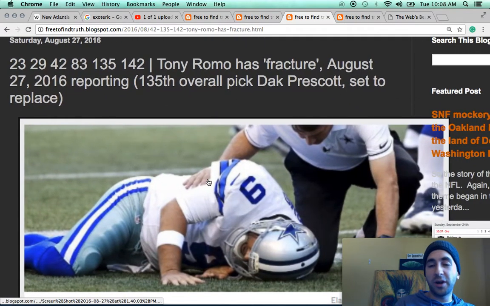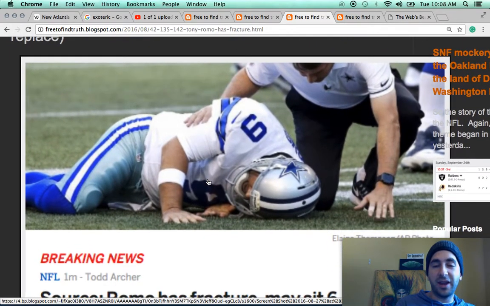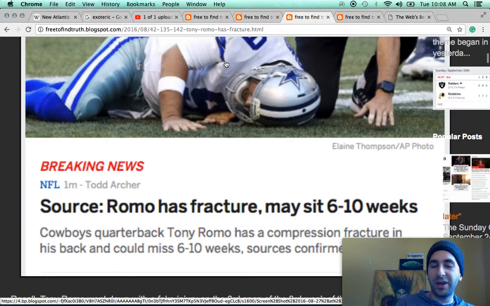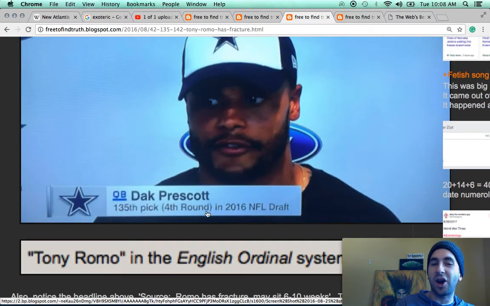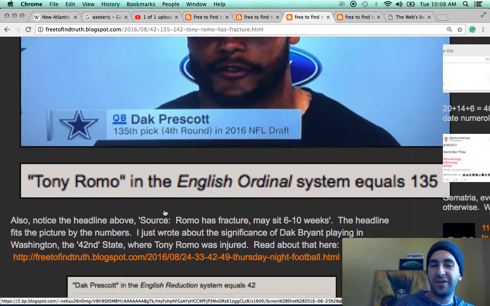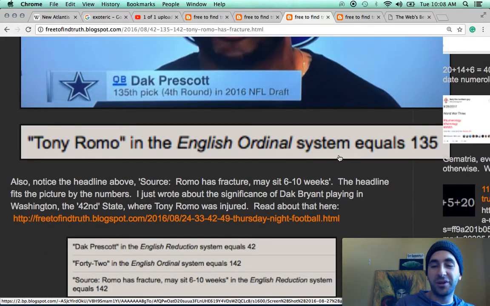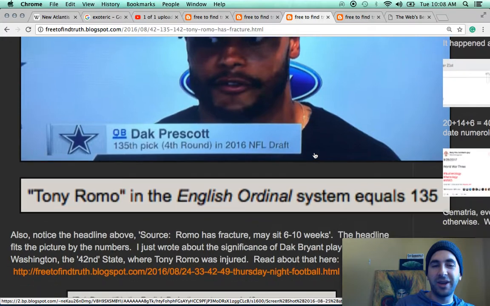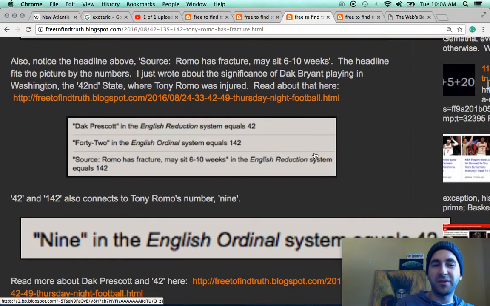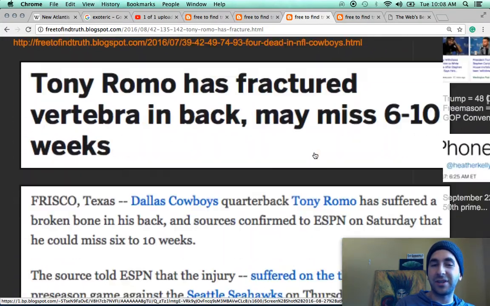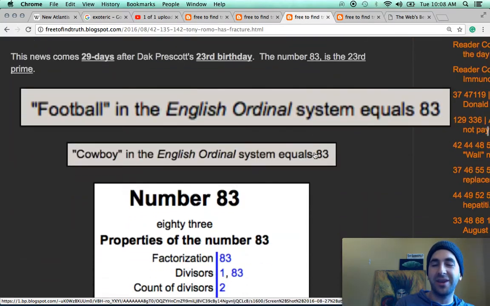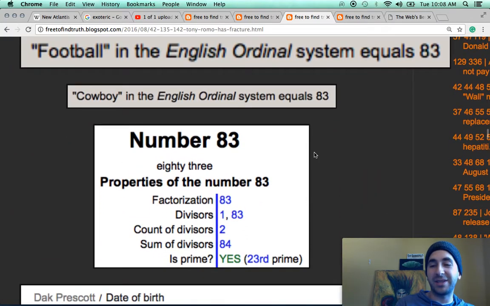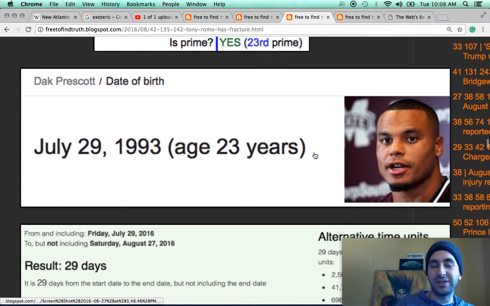Also, with regards to 135 and the Eagles and the NFC East, remember when Tony Romo went down last year and I showed how it was all synced up perfectly with Dak Prescott, the 135th pick of the draft? Tony Romo equals 135. You know, Cowboys, Eagles, big rivals. I was saying last year, this injury was perfectly synced up with Dak Prescott's birthday, and we'll see what would come next season. And he had a great season, all scripted.